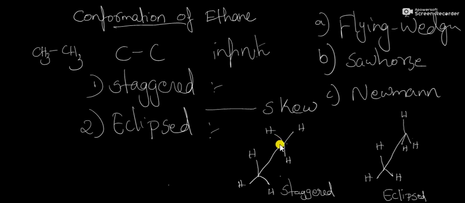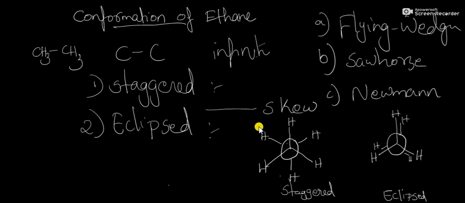So here the bond angle will be 120 degree. This is the staggered conformation. Here this hydrogen and this hydrogen are in opposite phase, whereas in the case of eclipsed conformation, this hydrogen and this hydrogen are in same phase. So it is called an eclipsed conformation, and here it is called a staggered conformation. All the hydrogen atoms are far apart from each other in the case of staggered conformation.